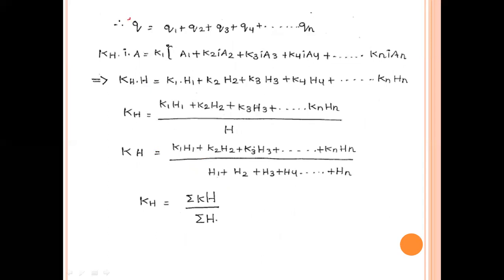Then Q is substituted as Kh i A. So here, K1 i A1 plus K2 i A2 plus K3 i A3 plus K4 i A4 and so on, Qn is substituted as Kn i An. Then we cancel i on the left side and right side, so i is common. Then Kh into A equals K1 H1 plus K2 H2 and so on, Kn Hn. Then we find Kh equals K1 H1 plus K2 H2 plus K3 H3 and so on, Kn Hn, divided by the H value.